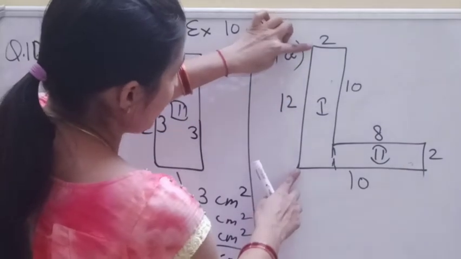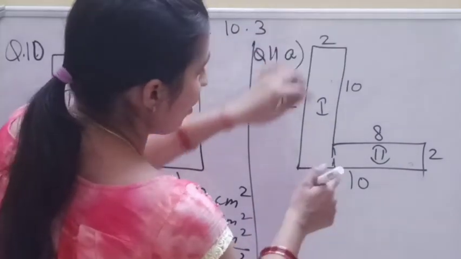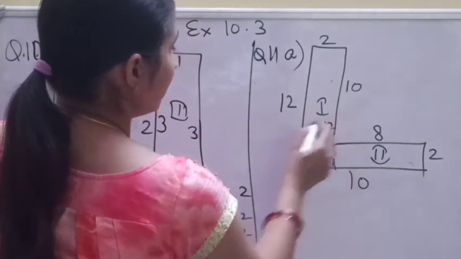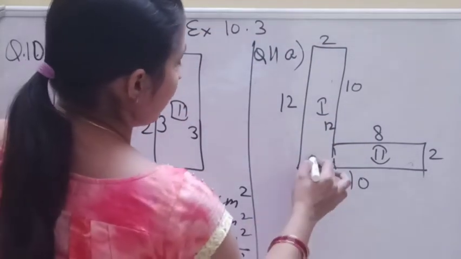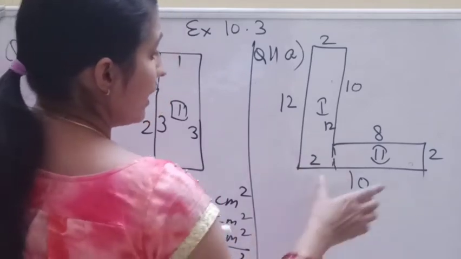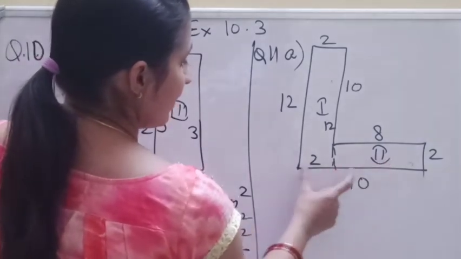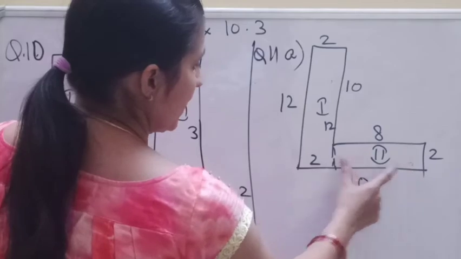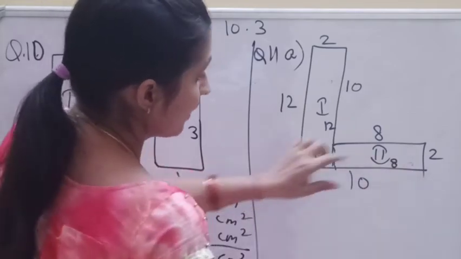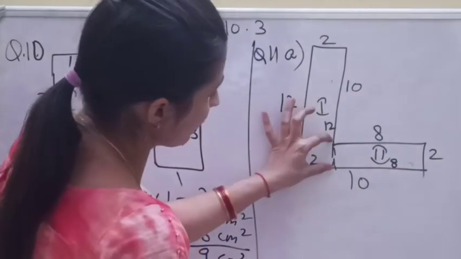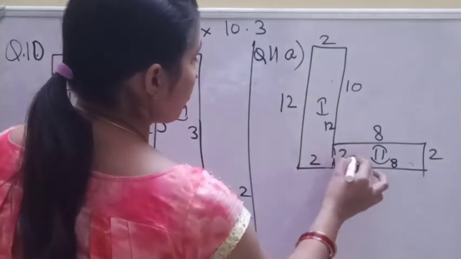This complete side is 12, so this much is also 12. This is 2, so in front also we are having 2. This complete is 10, this much is 2, so this remaining portion is 8. This is 2, so in front of this one is also 2.